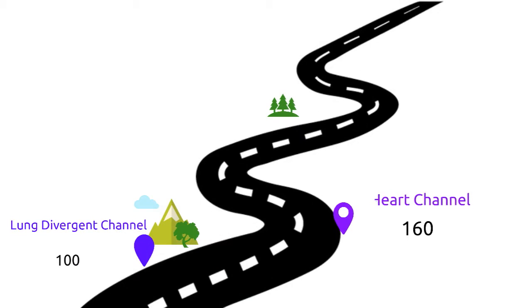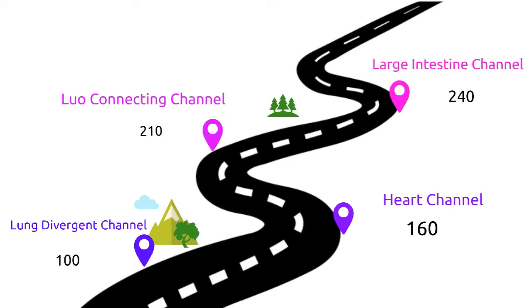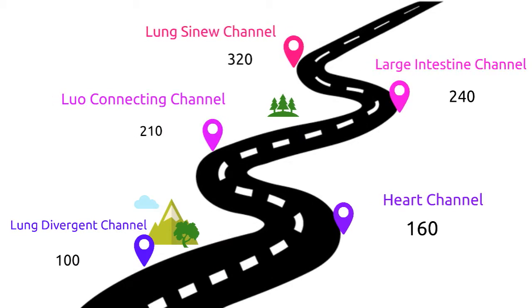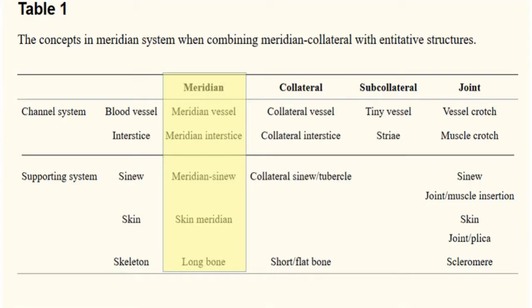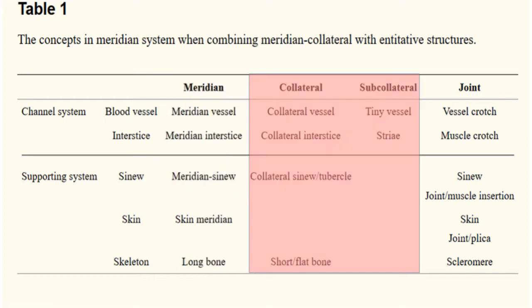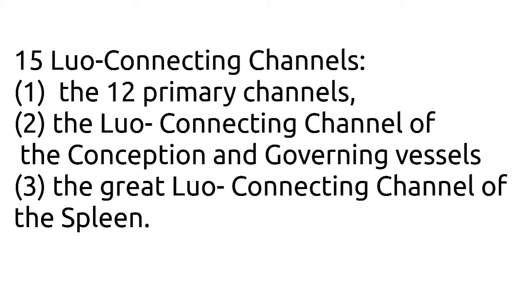These branches from the main road are known as collaterals. Another name is the lower connecting channels. Unlike meridians, which run longitudinally at a deep level, collaterals run superficially and interconnect the trunk and main branches, the connective tissues, and cutaneous regions. There are 15 lower connecting channels in total.